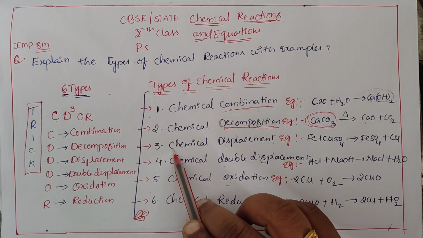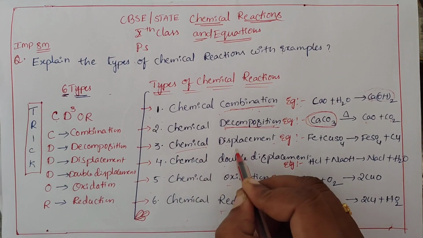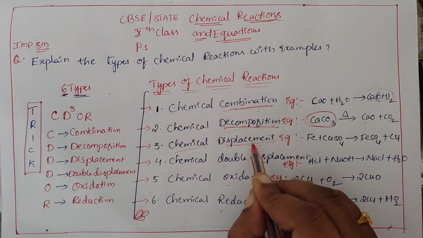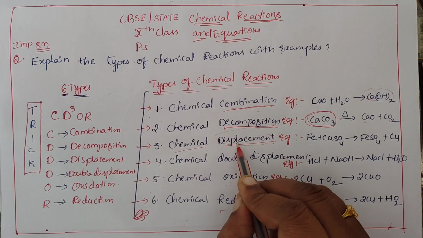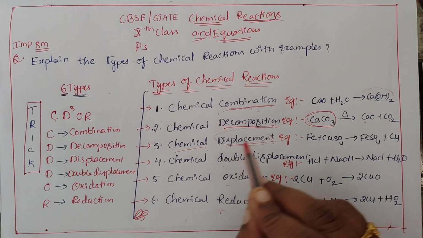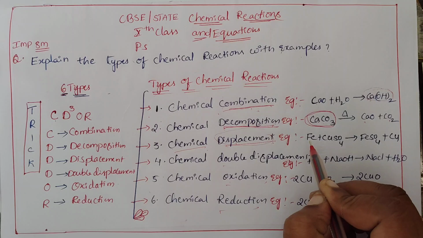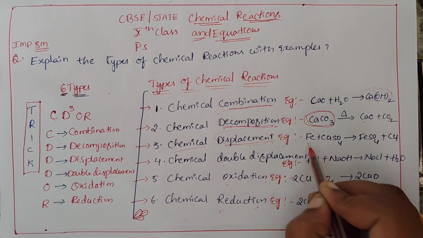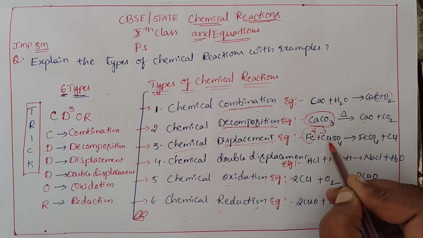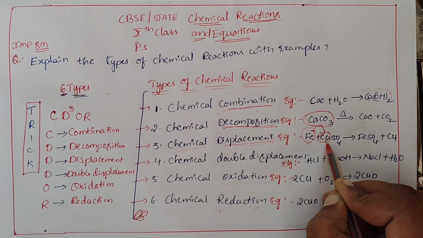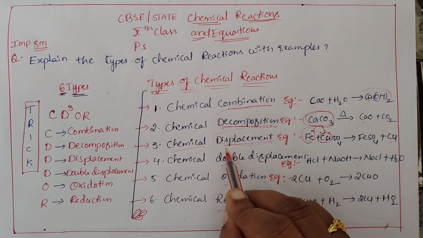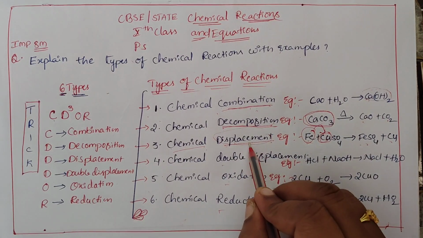Next, the third type of reaction is chemical displacement reaction. The name itself indicates displacement. Displacement means changing the place. Here, a more reactive element displaces a less reactive element. If you take this example, in these reactions a more reactive element displaces a less reactive element, and there is formation of FeSO4 plus Cu. Such types of reactions are called displacement reactions.